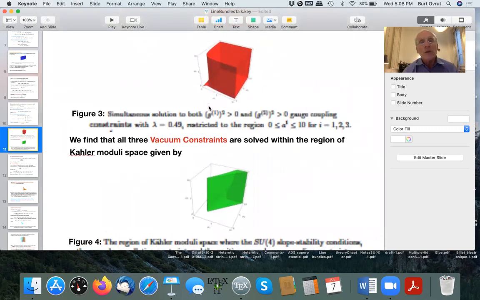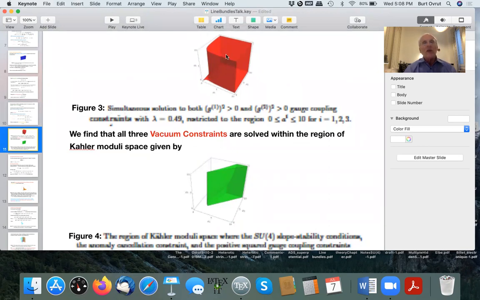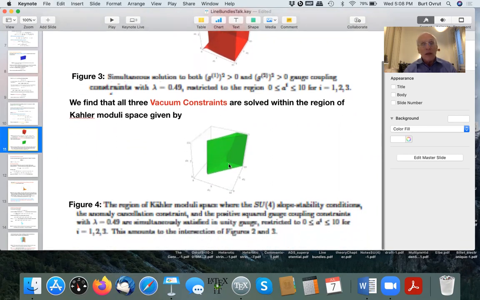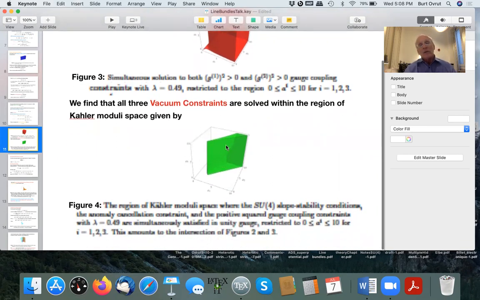So if you look for a region in A1, A2, A3 space, you'll find that g1 squared and g2 squared are both greater than 0 in this red region. If we take this and we intersect it with the region where the SU4 bundle was slope stable, we find that we end up in this region. And since the anomaly constraint is always satisfied, all the constraints are satisfied in this region of A1, A2, and A3. Okay, so you can find a region where that's all true.